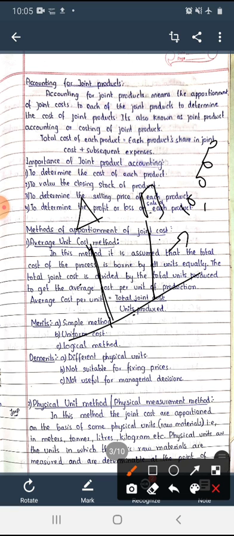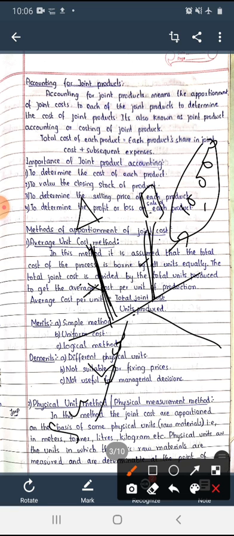After the separation point, the different costs can be known separately. The subsequent cost we can know separately. But the joint cost means that A plus B equals 10,000. The cost of A plus the cost of B equals 10,000. Now we have to divide this joint cost between A and B on a particular basis, right? That division is called accounting for the joint products. To divide these costs, there are 5 to 6 methods.